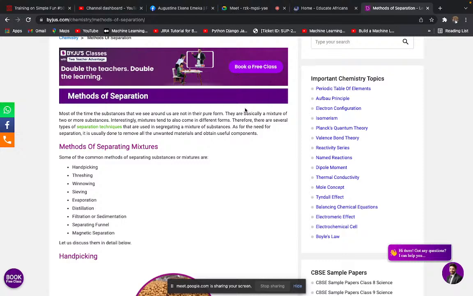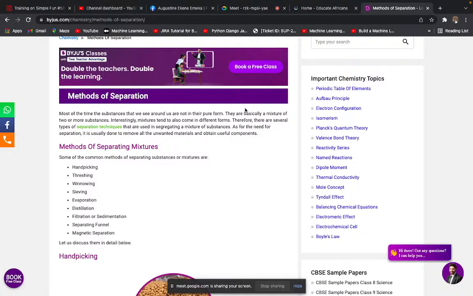Okay, so when you're asked what separation techniques are, they are simply the ways that you can use in separating the components of a mixture into their various constituents. Okay, and the various examples of separation techniques available include hand picking, threshing, winnowing, sieving, evaporation, distillation, filtration, sedimentation, separating funnel, and magnetic separation, as well as chromatography. So we're going to be looking at these various separation techniques, and we will know the kind of mixtures that we need to separate with them.